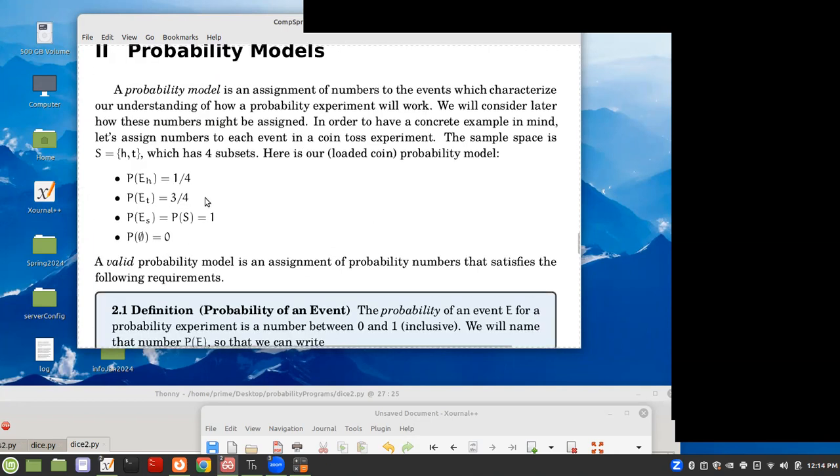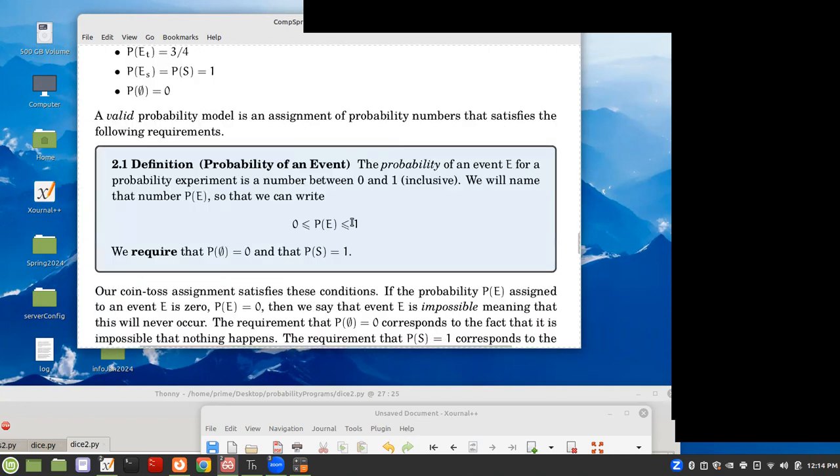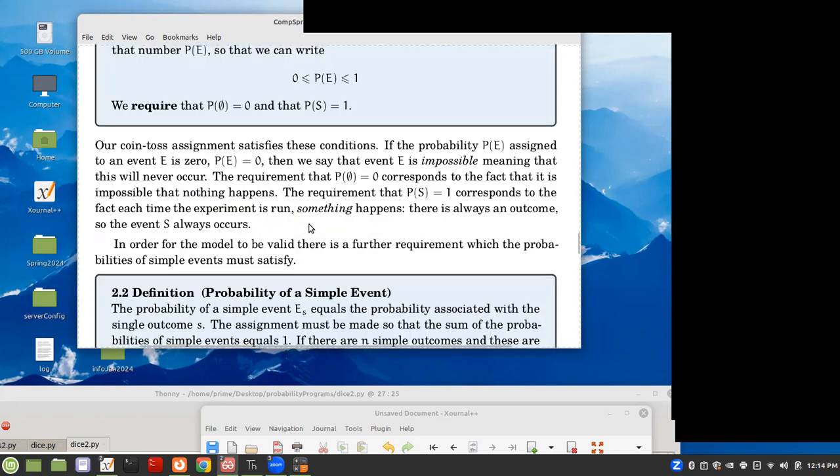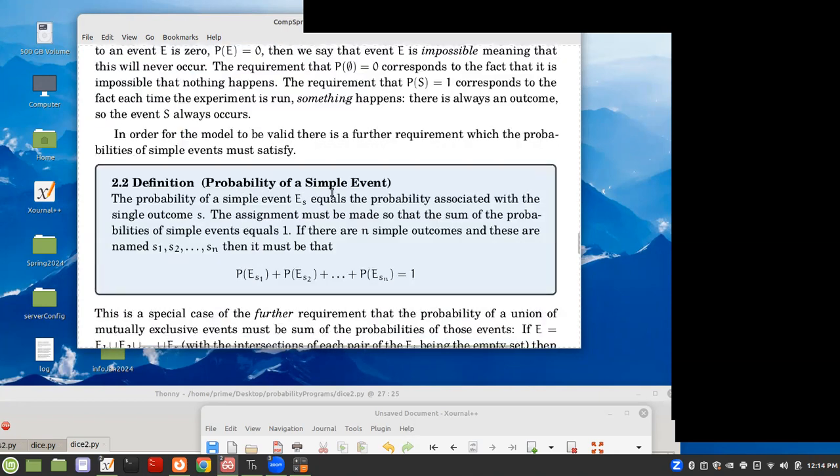Probability models. Okay, here's an example. The probability of an event is a number between 0 and 1. Okay, here's a requirement. The probability of a simple event equals the probability associated with a single outcome. The assignment must be made so the sum of the probability of simple events equals 1. We talked about earlier that this has to be the case.